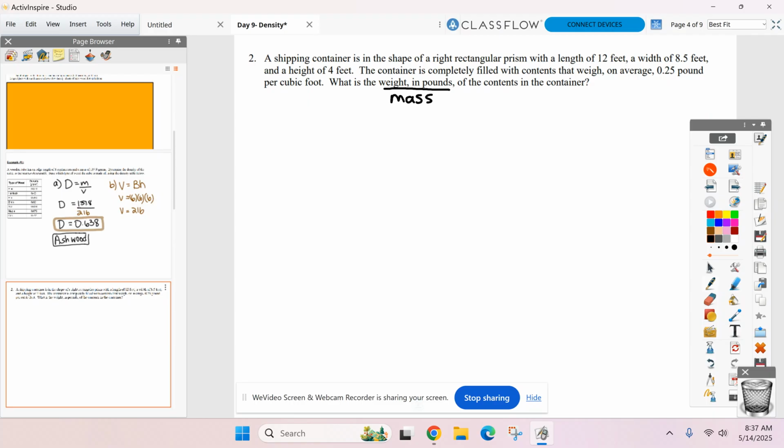But here's the thing we got to get used to. The word density does not come up at all. So how in the world are we supposed to know that the 0.25 is density? How am I supposed to recognize that if they don't even provide me with that vocabulary term? Here's how. Remember what density is.